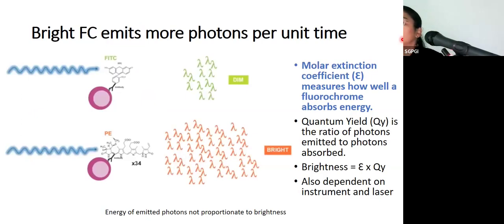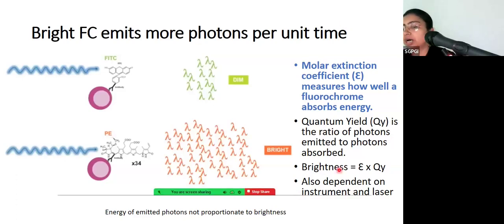And this is the concept of brightness of different fluorochromes. FITC is a relatively dim dye, with 0.5 as the molar extinction coefficient, while PE is a bright dye and it will lead to more photons. So these are the two things which are used.